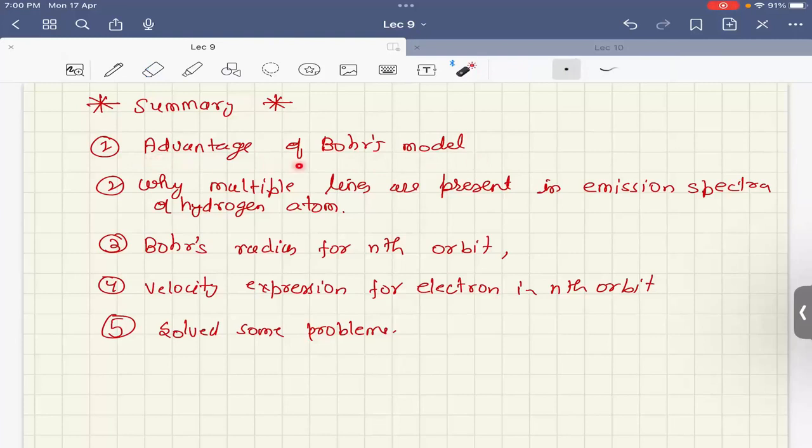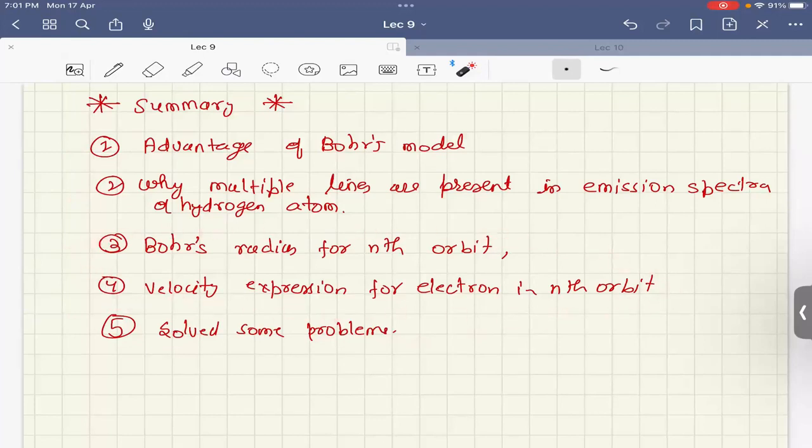So in the last class, we studied the advantages of Bohr's model, and certain explanations which could only be explained by Bohr's model and not by previous models, like Rutherford's or Thomson's model. We used these concepts to explain why multiple lines are present in the emission spectra of the hydrogen atom. Further, we found the Bohr's radius for the nth orbit and the velocity expression for the electron in the nth orbit.